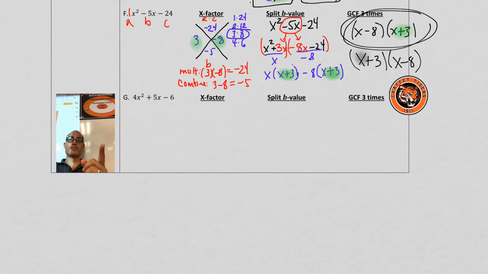Okay, one more for me. This requires a little more explanation, so it's a little bit of a longer video, but one more for me, and then you can just try the rest on your own and go from there. In this case, this is another example of a quadratic expression.